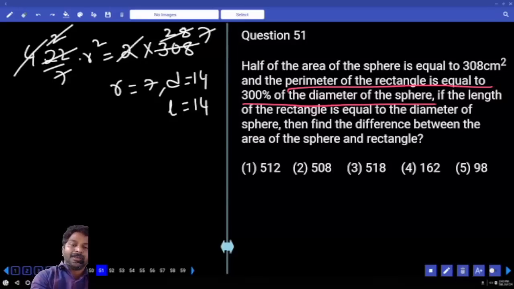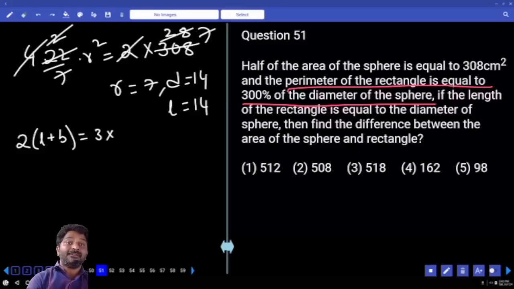Correct? Okay. Perimeter of the rectangle, 2 times of L plus B, is equal to 3 times of diameter. 3 times of diameter, which is equal to 14. 2 how many times? 7 times. That means L plus B is equal to 21. B is equal to 7.